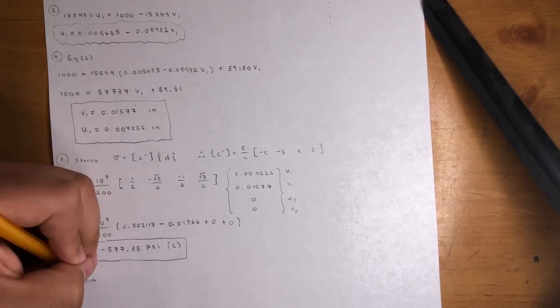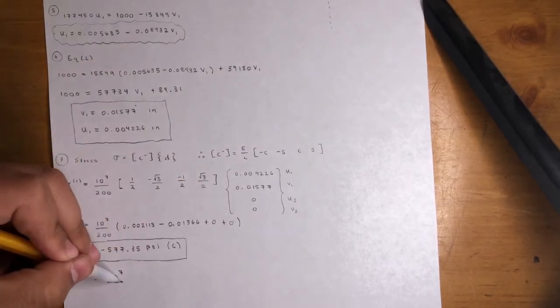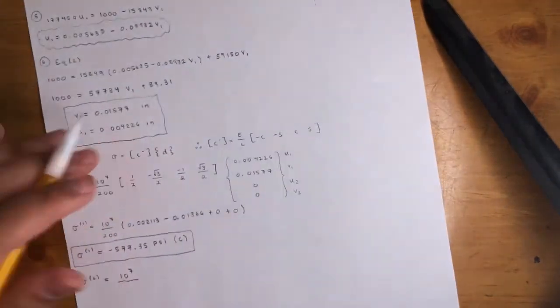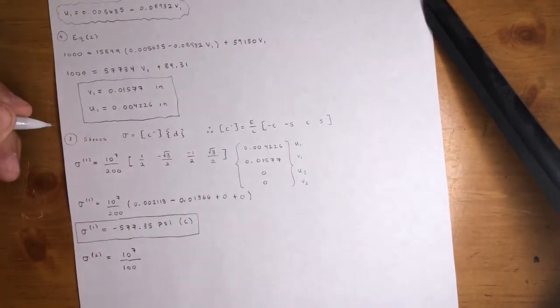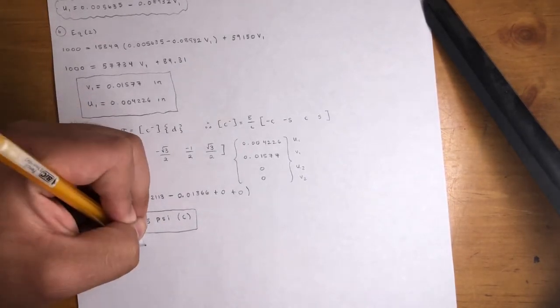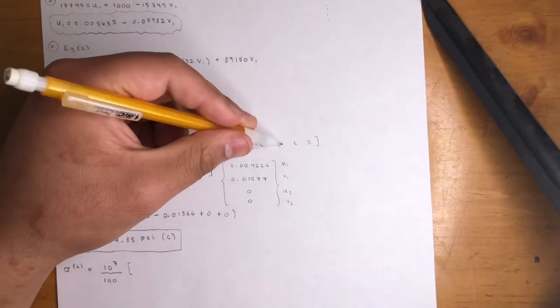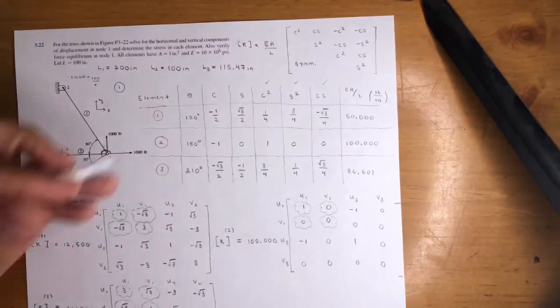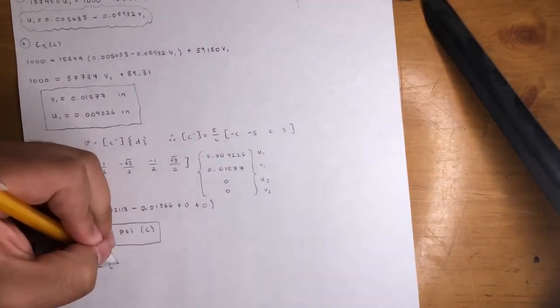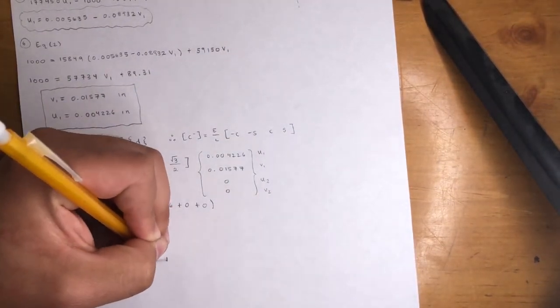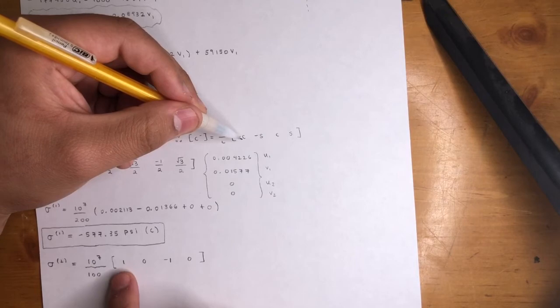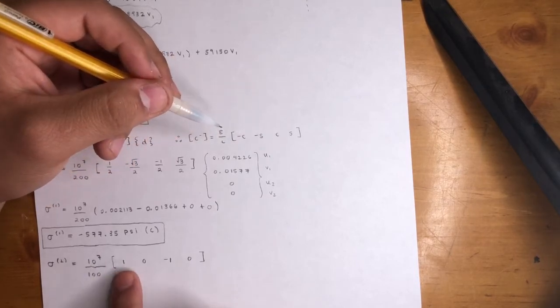L is different, right? So it's going to be 10 to the 7. They all have the same E, right? Divided by the length. Now the length of 1 was 100. So we're going to use 100 now. Okay, that's going to be a bracket, negative cosine, cosine, and sine. The second element, it's negative 1 and 0. But that's positive, okay? So it's going to be 1, 0, negative 1, 0. Again, our positive cosine was negative 1. So that means our negative cosine is positive 1, okay?